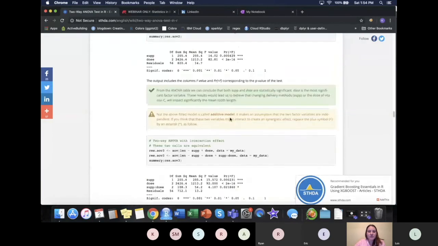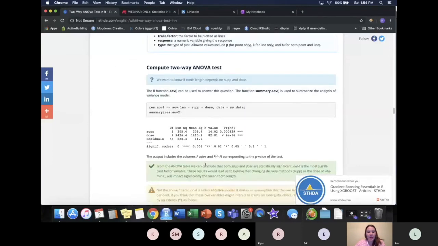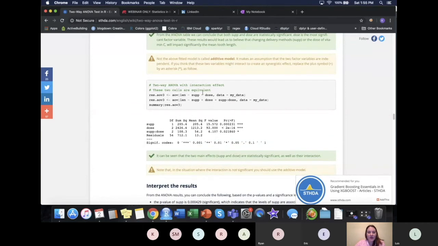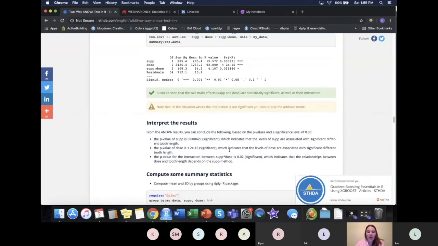At first, when we computed it, it did it without an interaction. So if you wanted to do an ANOVA without an interaction, you would use a plus sign. You're going to see that difference down here. So we're looking at our interaction effect. So you're putting a multiplication sign here. So what does that mean? You can see down here, it's going to give you a good idea of what an interaction effect is.